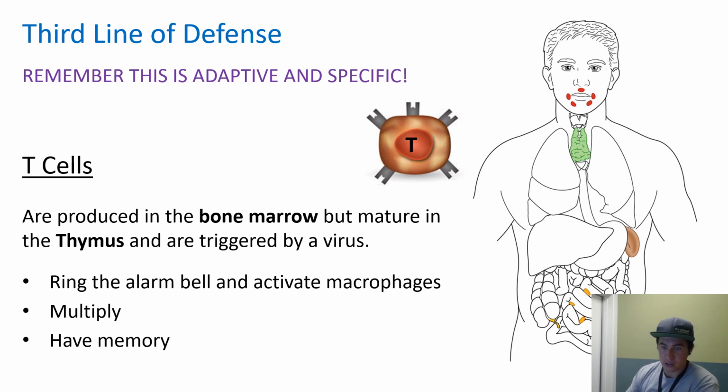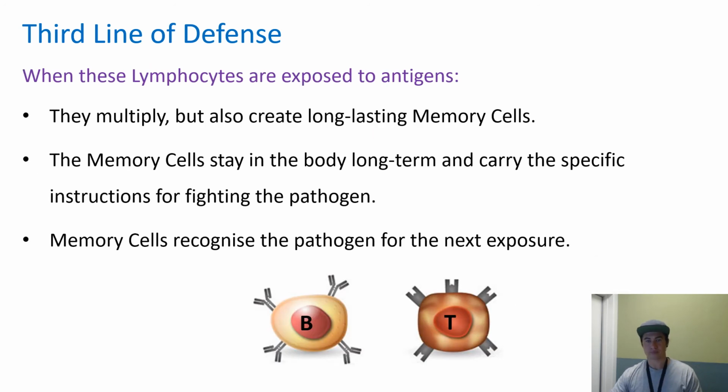So T cells help coordinate and ring the alarm bell and get macrophages on board. T cells can also multiply. They also have memory. When these lymphocytes are exposed to antigens, so antigens are something that triggers an immune response, they multiply, but they also create long-lasting memory cells which hang out in your body forever. These memory cells stay in the body long term and carry the specific instructions for fighting the pathogen if it comes back. So memory cells recognize the pathogen for next exposure.